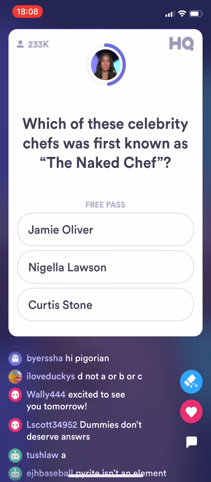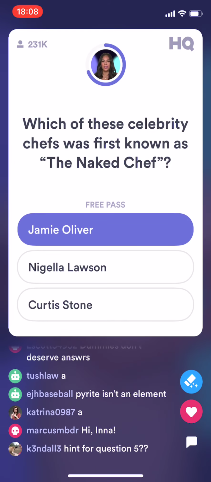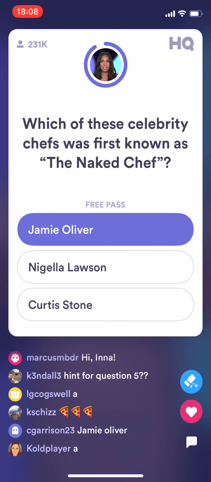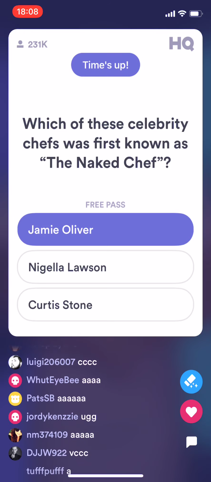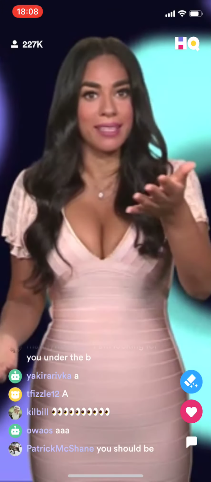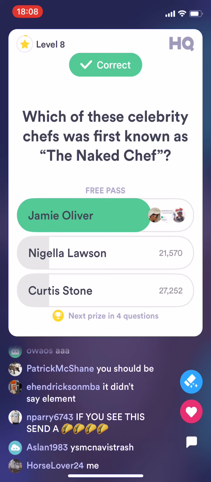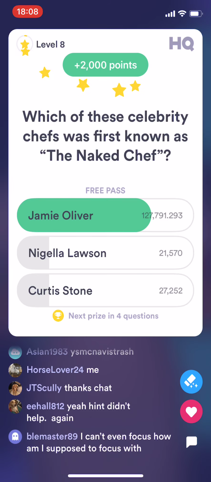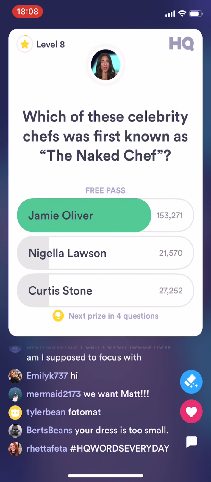Jamie Oliver, Nigella Lawson, Curtis Stone. The Naked Chef? What, they want to get their kids off, did they? Well, we wouldn't really have a problem with any of them being naked, right? Looking like a snag, Jamie Oliver is the correct answer here. 153,000 of you are keeping your clothes on.